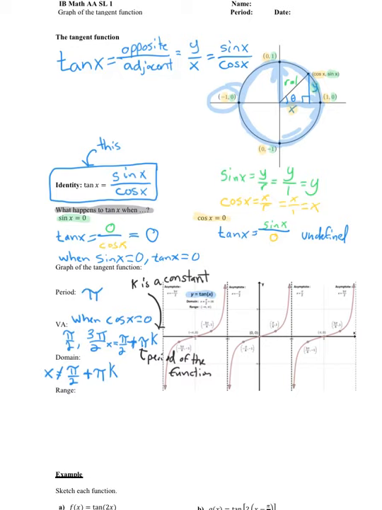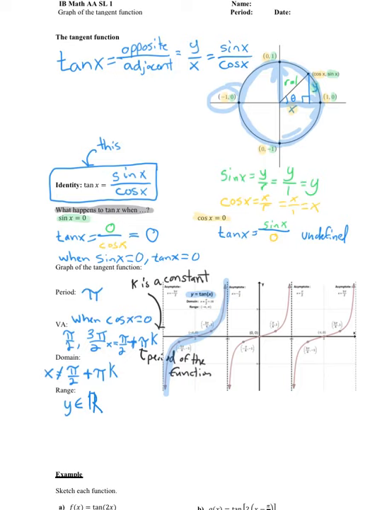For the range, as we see the function, it's going to go from negative infinity to positive infinity. So the range is simply going to be all real numbers. So y is an element of all real numbers. So that's a terrible R. We can fix that. We'll say all real numbers. Bam. And x is pi over 2 plus pi times k.